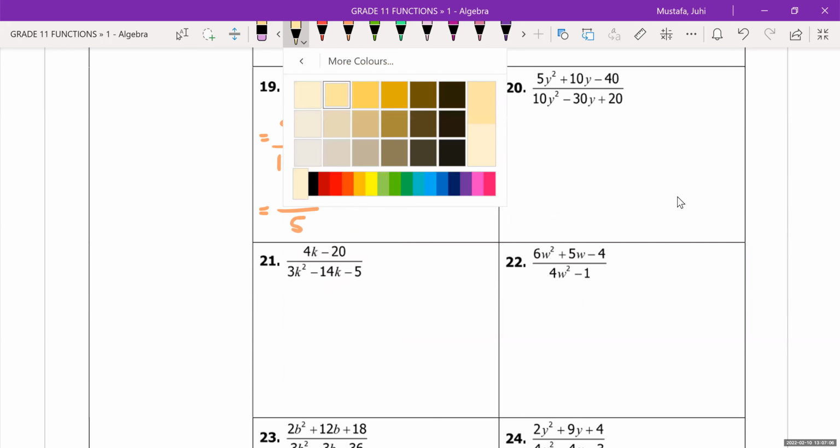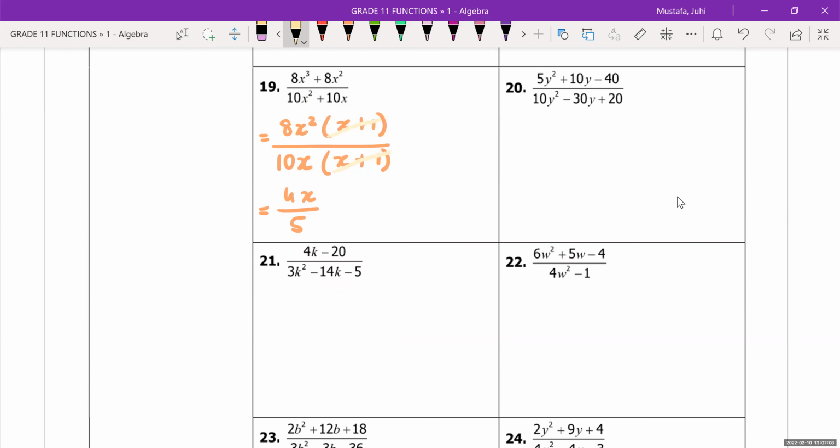What are the restrictions for this? Oh, this is an interesting one. We haven't done one where it's just an x by itself. Sarah? Yes, so -1 for sure. When you have an x all by itself, the restriction for that is x cannot equal 0. So we're going to state it as x cannot equal -1 and it cannot equal 0.